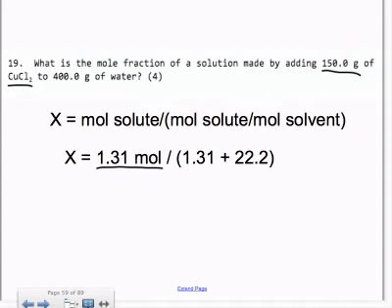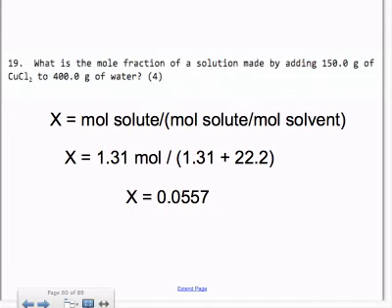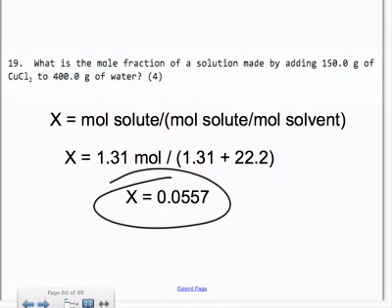Comes out to 1.31. And then the denominator, 400 grams divided by 18, gives me 22.2. So the denominator is 1.31 plus 22.2. The numerator is just the 1.31 because that's the solute. This is the solute plus the solvent. And you do all that out, and it comes out to 0.0557.